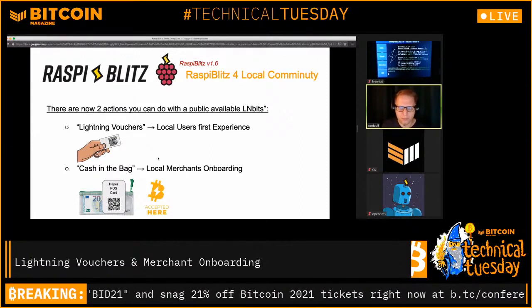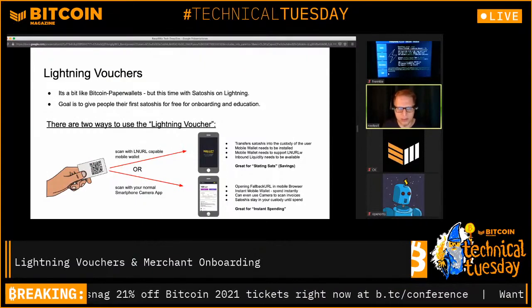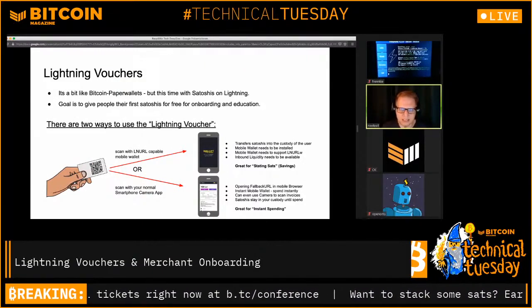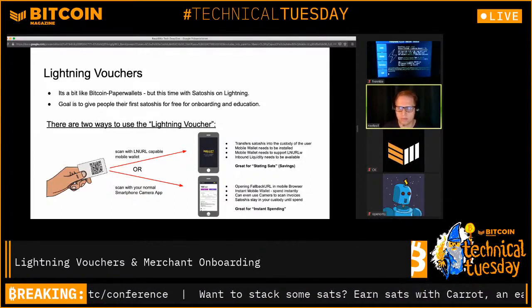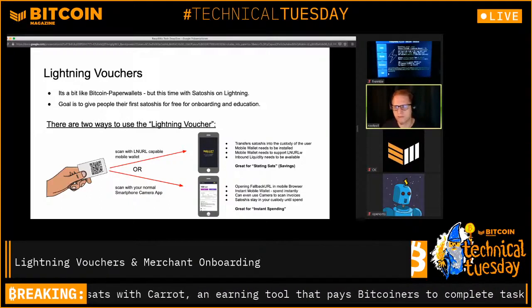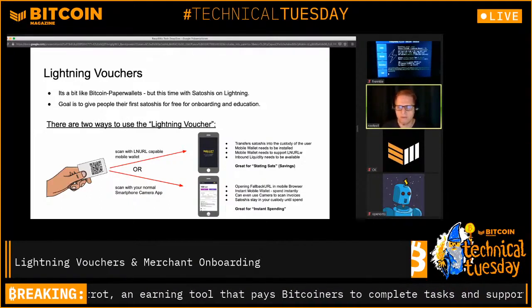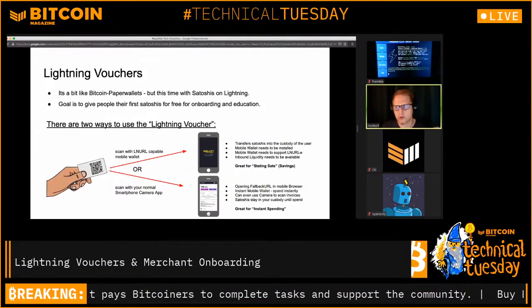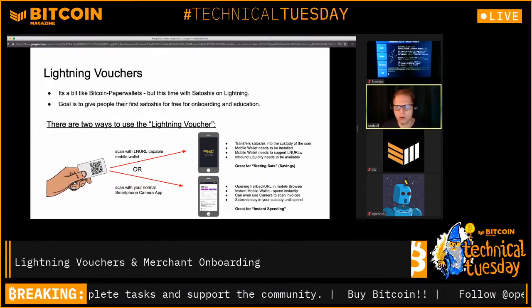So first concept, the Lightning vouchers. It's a bit like Bitcoin paper wallets, but this time with Satoshis on Lightning. So if you remember, giving people Bitcoin paper wallets was a very, very easy way to get people onboarding. You gift them to friends, or even at some events, you were able to give people some Satoshis. But of course, today, with fees and block space, it's not that easy anymore.